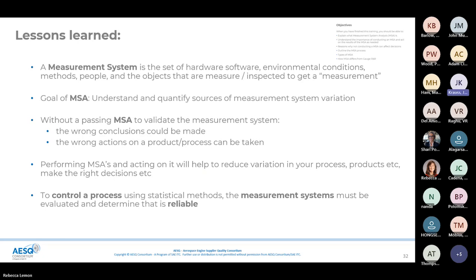The third takeaway is without an acceptable MSA to validate the measurement system, you could be making the wrong conclusion about your product or process or whatever you are measuring with the measurement system. So, right, that could be passing product that is actually out of specification or rejecting product that is actually within specification and could go to the customer. So understanding that variation in your MSA system will give you confidence in those measurements and the actions taken on them.